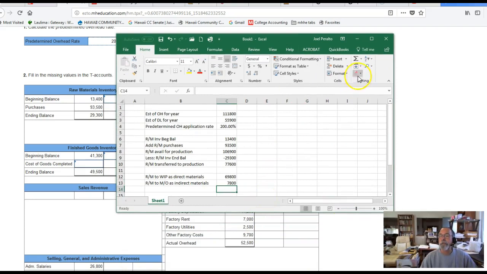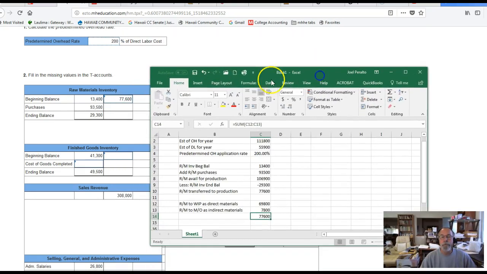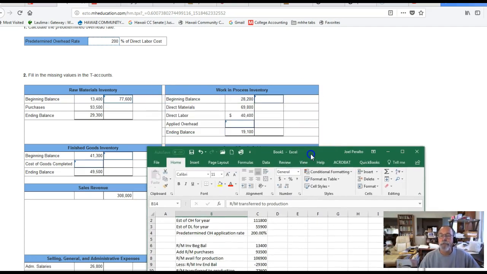Well, the total of these two amounts should be the amount of our credit to the raw materials inventory account, which it is. So we know that that amount represents raw materials. In fact, we can just copy this and move it there. There we go. Okay. So that's just a confirmation of what we did for the first calculation.